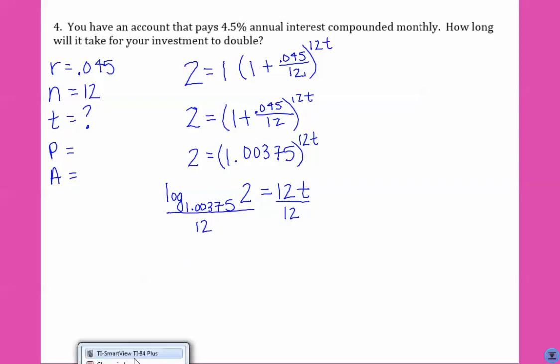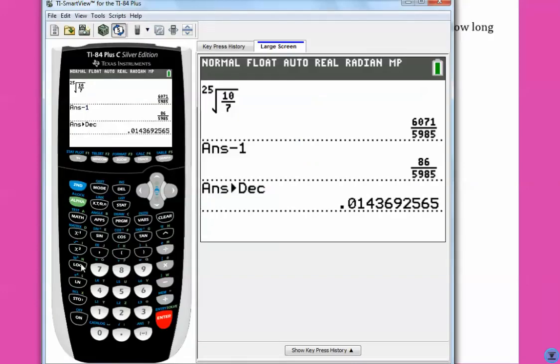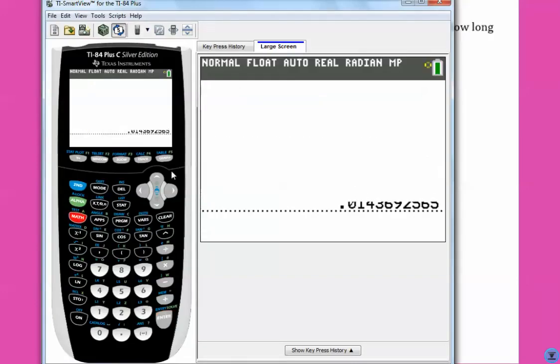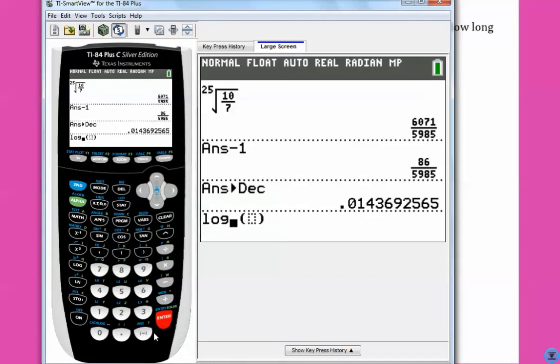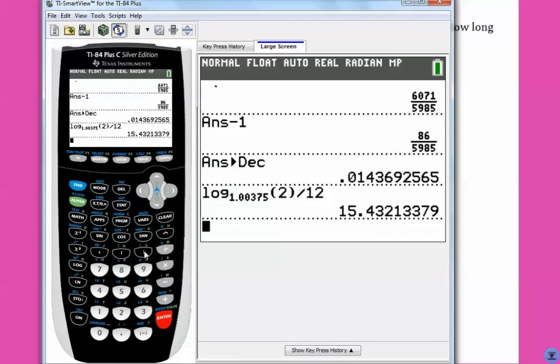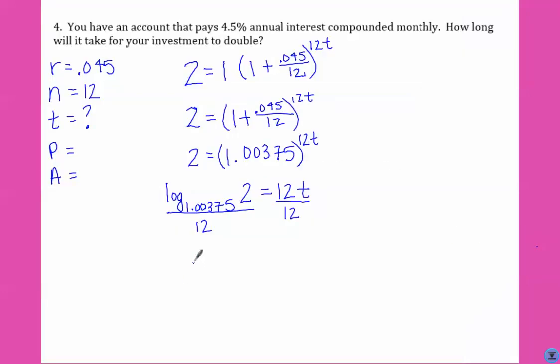On my calculator, I can type this in. To get the log with the base, I'm going to go math and go up to logBASE. The base is 1.00375. We're taking the log of 2, and then we're going to divide that answer by 12. Make sure the divide by 12 is outside your parentheses. And that gives us 15.432. So time equals 15.432, and we're measuring time in years. Make sure you're including your units.